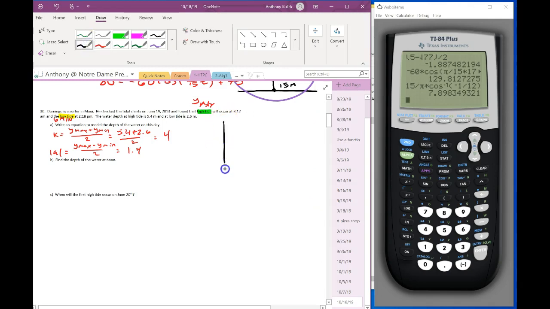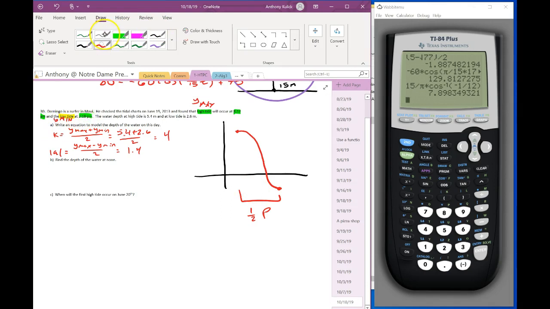What I'm going to do now is look for the period. So I have high tide over here, and then low tide over here or something. That is half a period. Everybody agree with that? So I know that half a period is going to be the difference in time from 8:12 a.m. to 2:18 p.m.